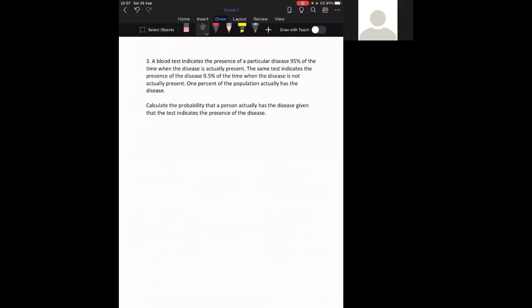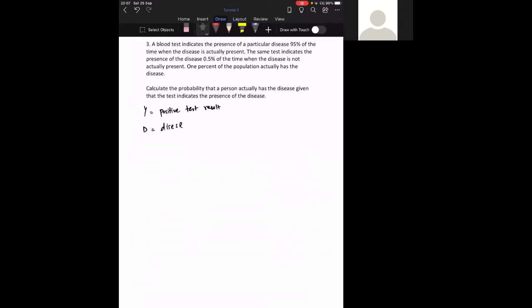So let's label, let Y be a positive test result. Let D be that the patient has got the disease. And then we want the probability that the person actually has the disease given that the test indicates the disease.